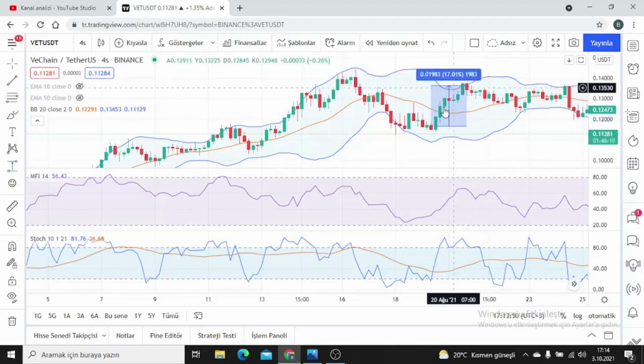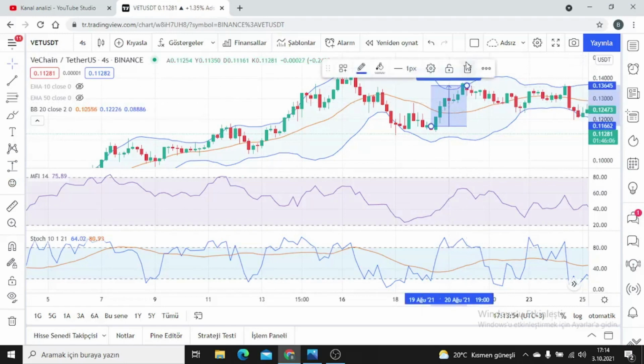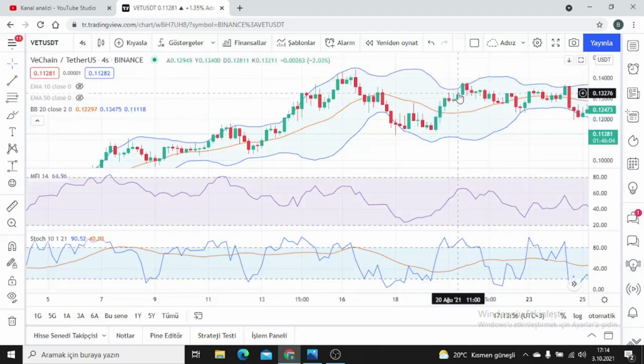Assuming we enter from here, friends, we get 16% profit from here. We would get a 17% profit, friends. As you can see, it also produces a sell signal for us here. When we look at it, it produces a sell signal at the top and our MFI indicator connects it to the horizontal at the top, as you can see, and now a stagnation begins here.